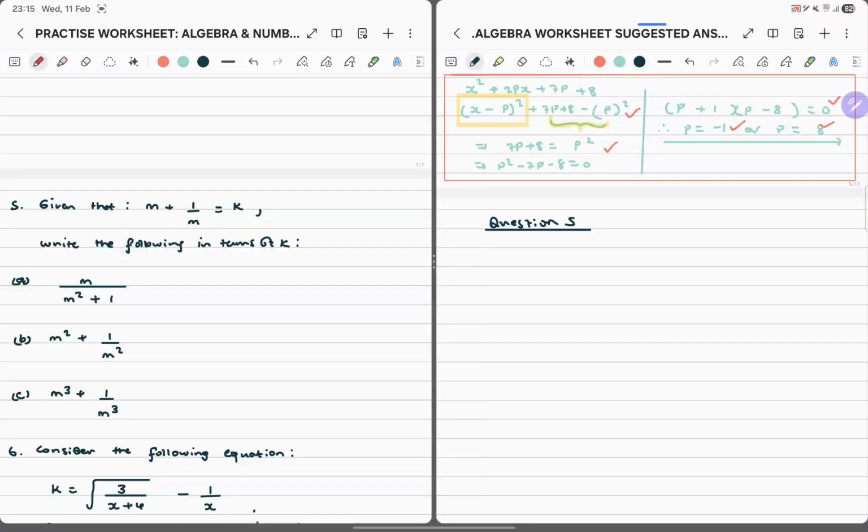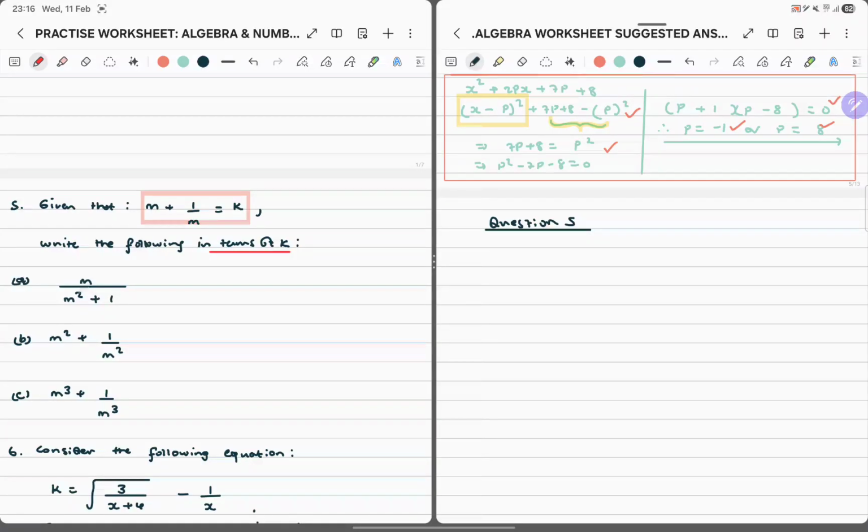It says now, given that m plus 1 over m is equal to k. Now you see we are told this is equal to k. Write the following in terms of k. Now this was a popular question back in the days. And in fact, in trigonometry, you will almost always get a question of this sort. But hey, you can do it in algebra.